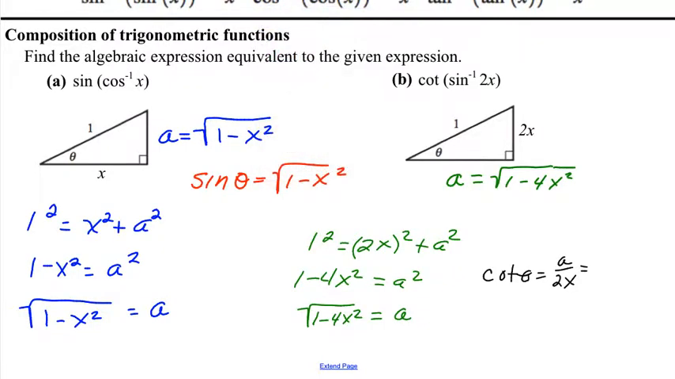So what we're going to get here, a is the square root of, oh, and then my pen's not going to work, really? The square root of 1 minus 4x squared all over 2x. So that is the correct cotangent for your answer.